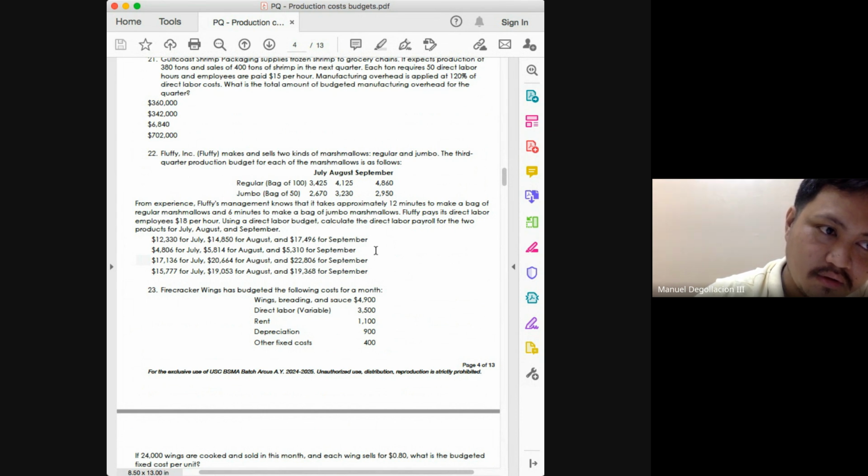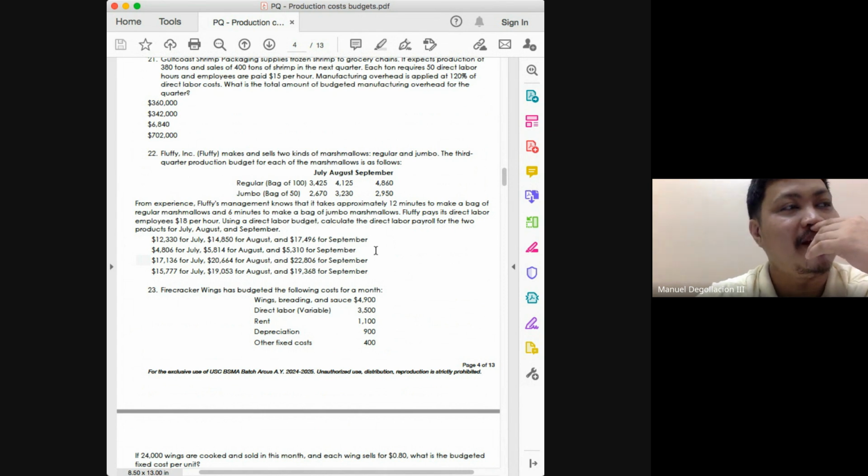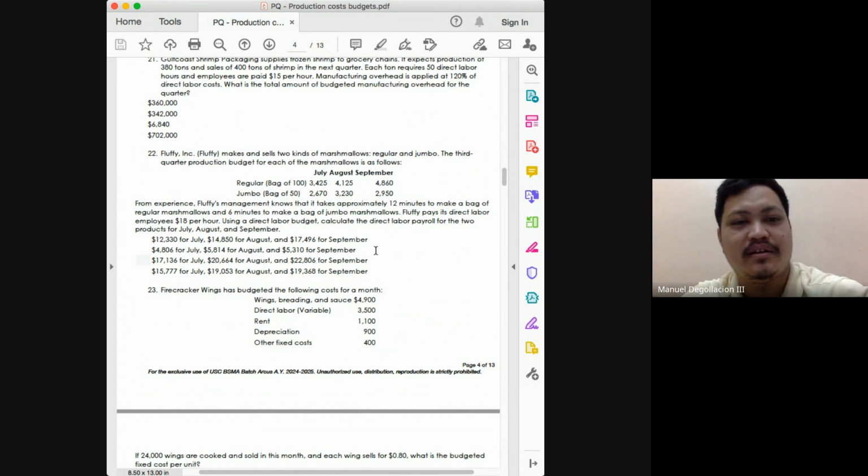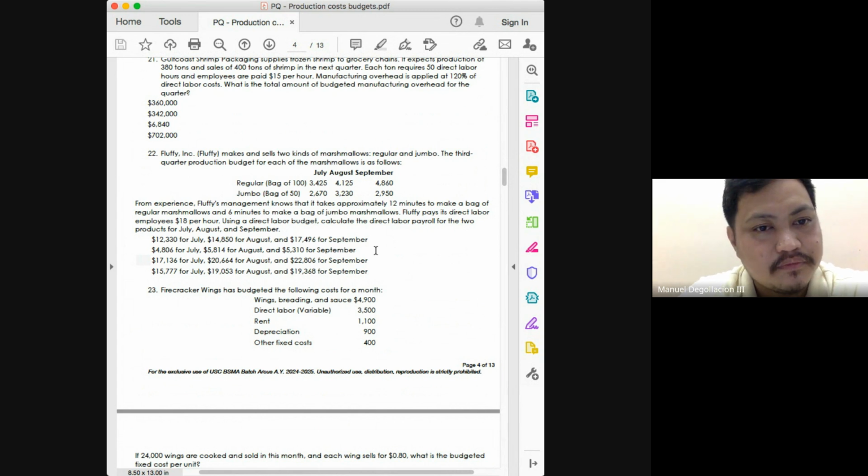Or convert the minutes into percentage. 12 minutes is actually 20% of 1 hour, so you can just multiply 20% with 3,425, meaning you need 0.2 hours for every unit. The 6 minutes would be 10%, so you can just multiply the 2,670 by 10%, so that your computation process would be uniform. But again, whatever works for you and whatever makes sense to you.